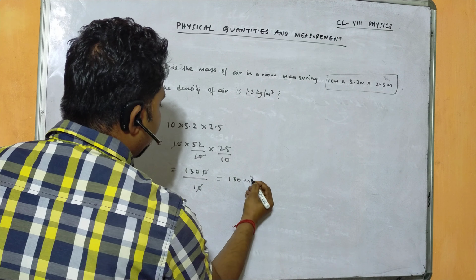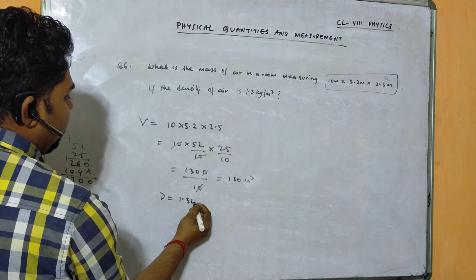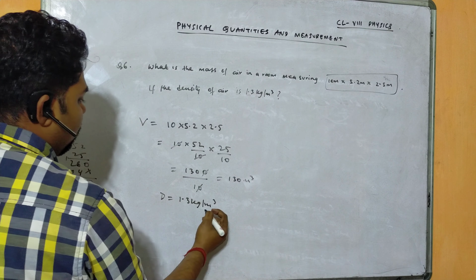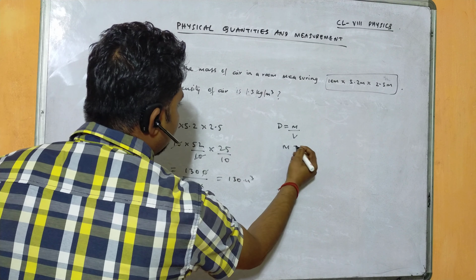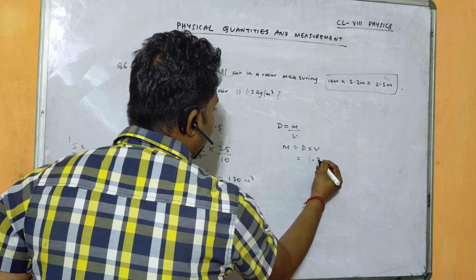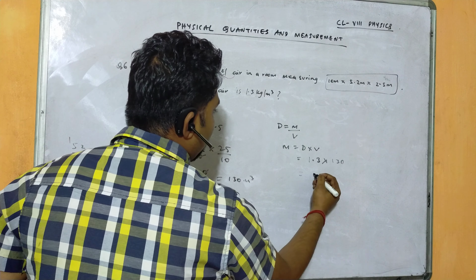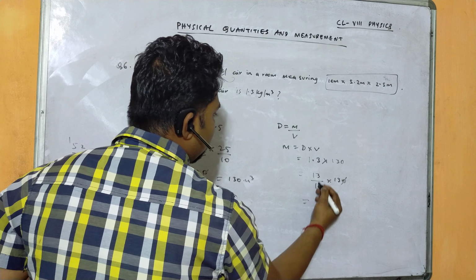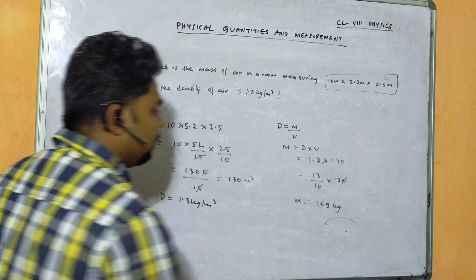Unit is given in terms of meter cube, right? Now if the density is 1.3 kg per meter cube, what do we have to calculate? Mass. So density equals mass by volume. So mass equals density into volume. So how much is the density? 1.3, and volume we have 130, right? So 13 by 10 into 130. 0 and 0 got cancelled. So 13 into 13, 169 kg. So this is the answer.